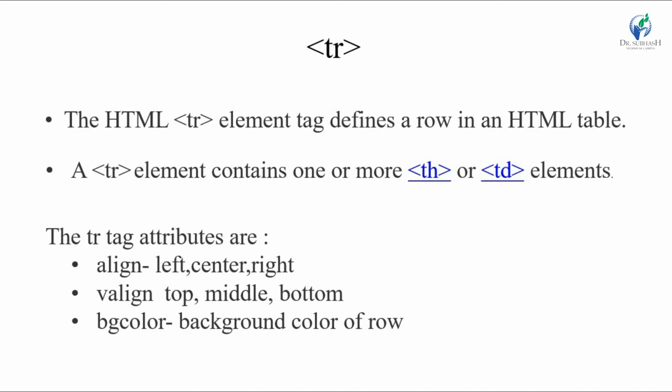Now align and bgcolor, these two attributes are also there as general attributes of the table tag. So when these attributes are applied to a table tag, they will be applied to all the tr. Now if you want to change the alignment and the bgcolor of a specific row, then we use these attributes on the specific tr.